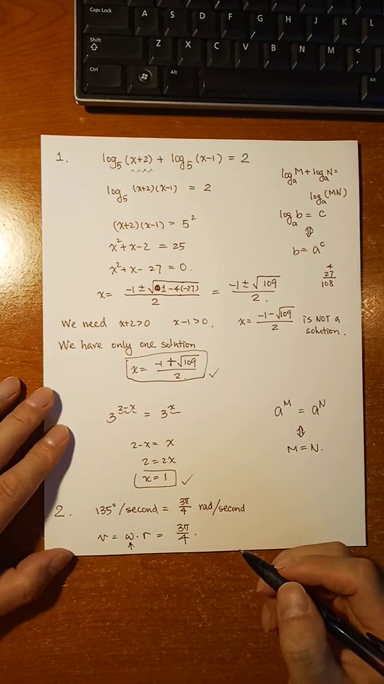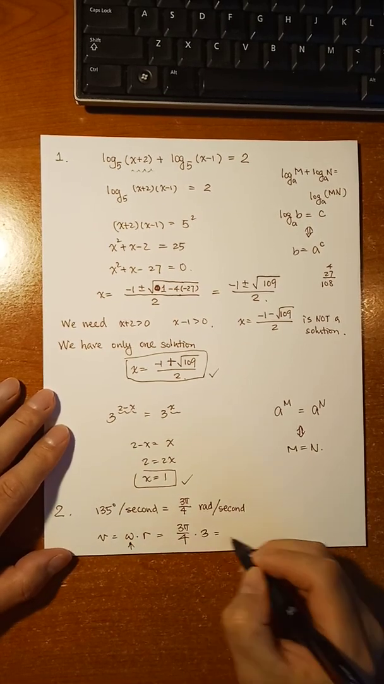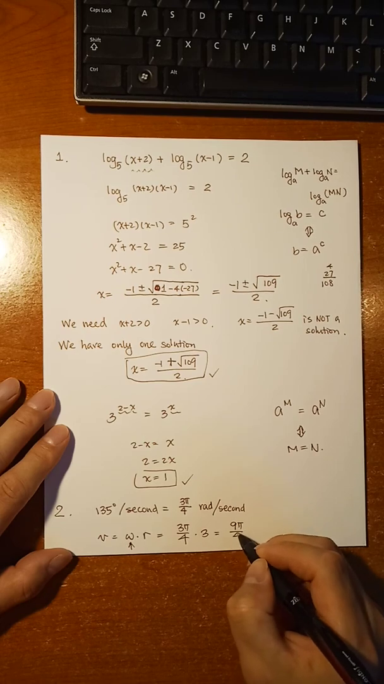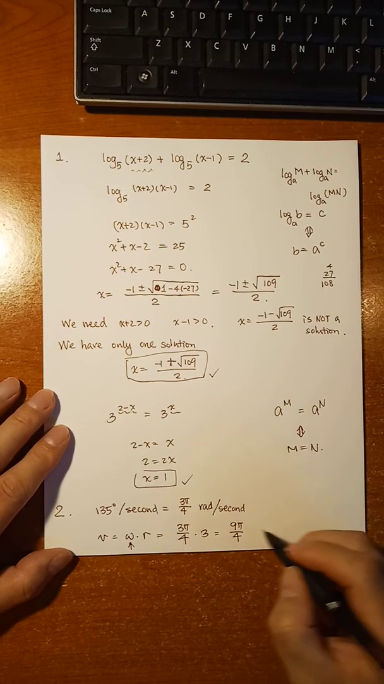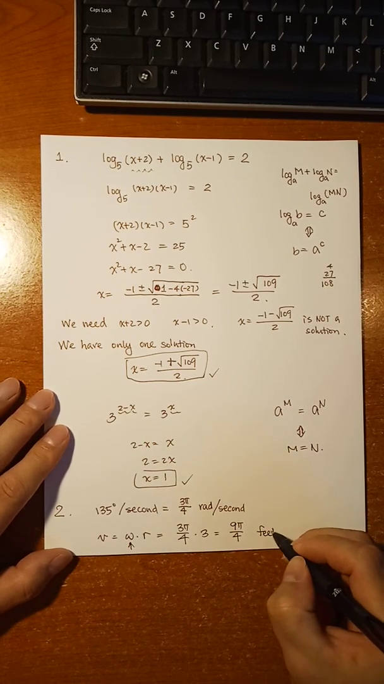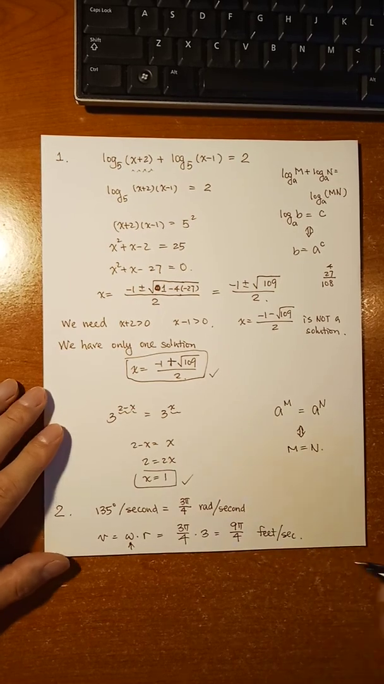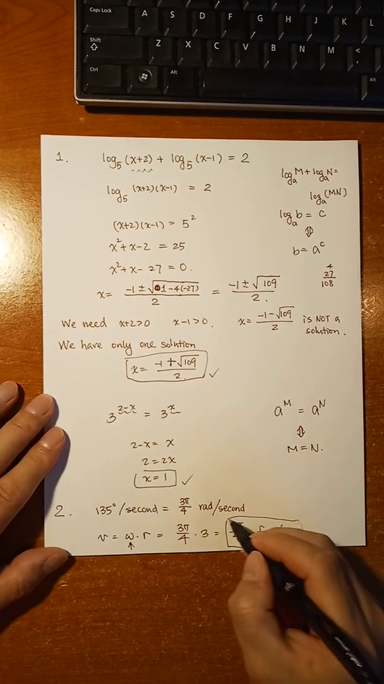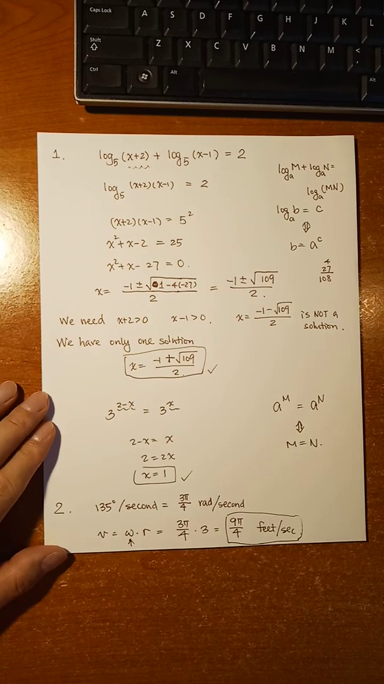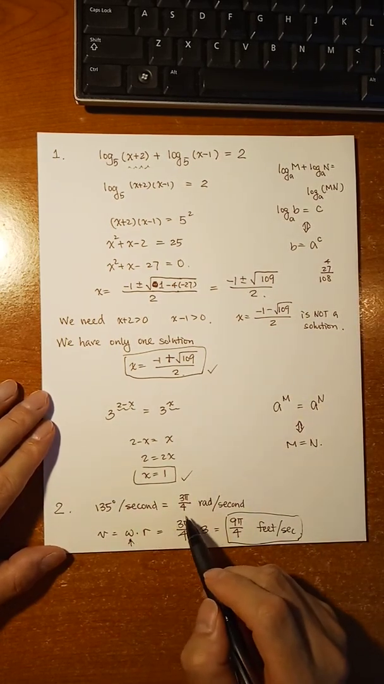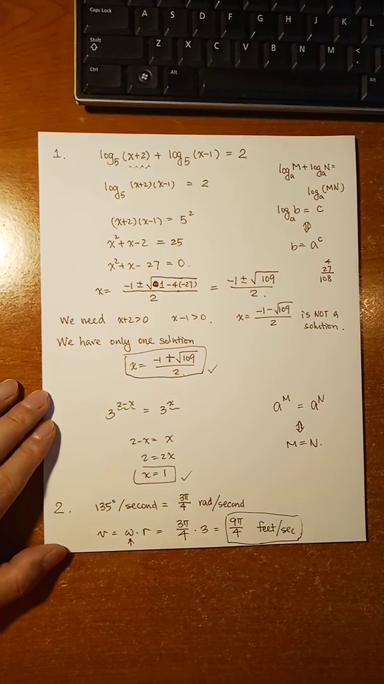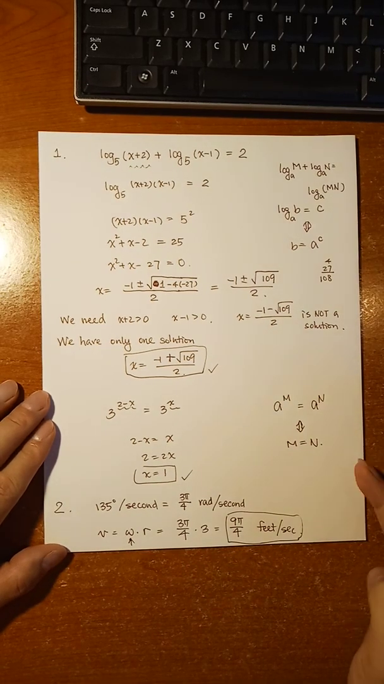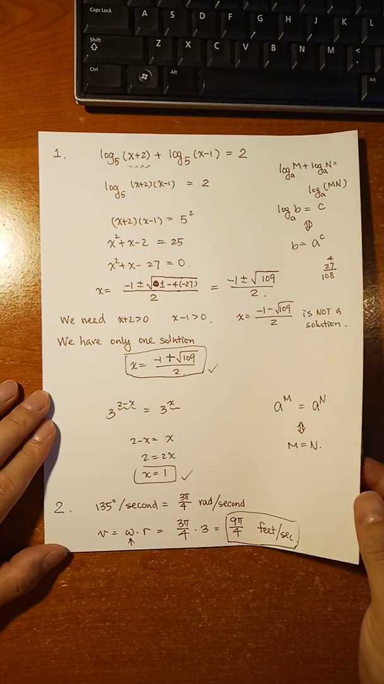What is the radius? A 3-foot rope. So it's 9 pi over 4, and it's supposed to be feet per second. Okay, so the answer is 9 pi over 4 feet per second. In this formula, you must use radians. You cannot use degrees. All right, this is problem 2.